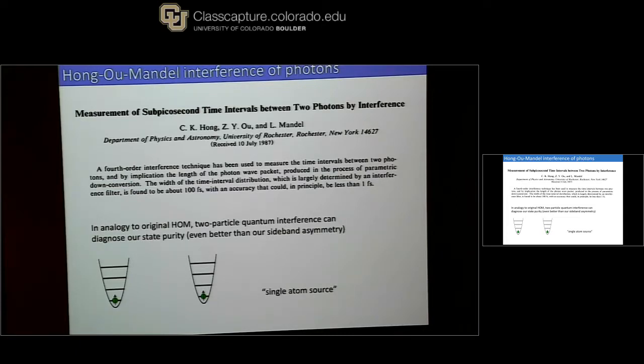So let's go over a little bit more what the HOM effect is. Probably many of you have seen this in a variety of textbooks, but let's just go through it from the beginning just to identify the different notations. So let's first draw the optical version.